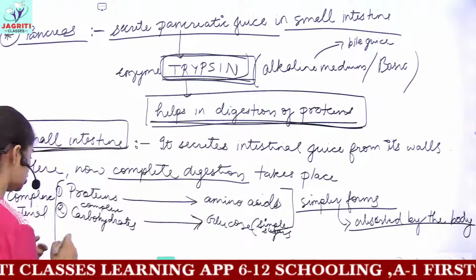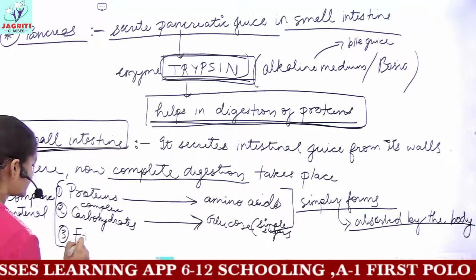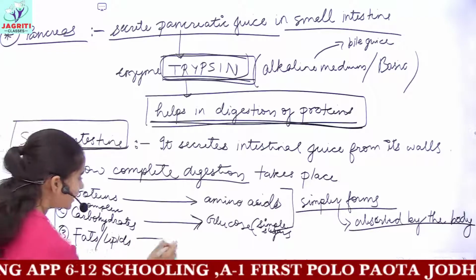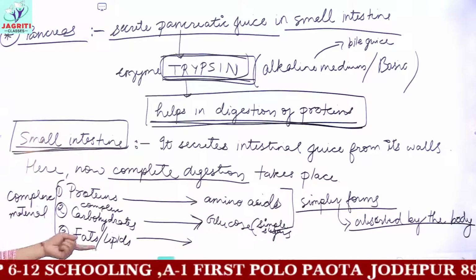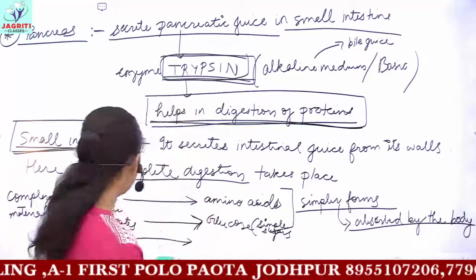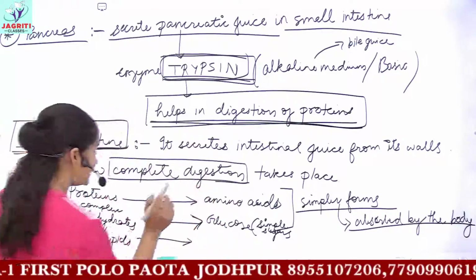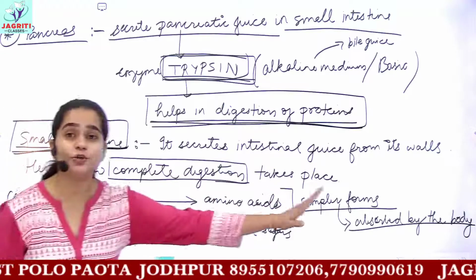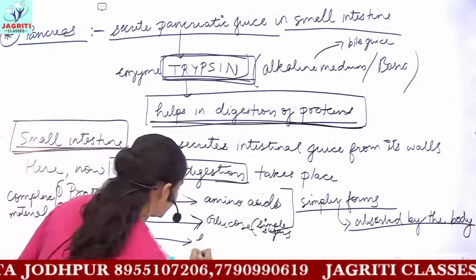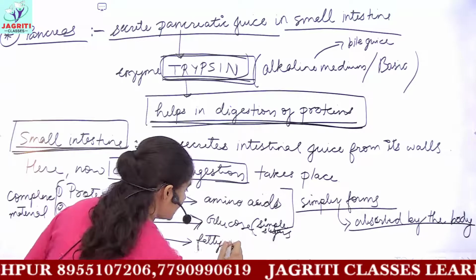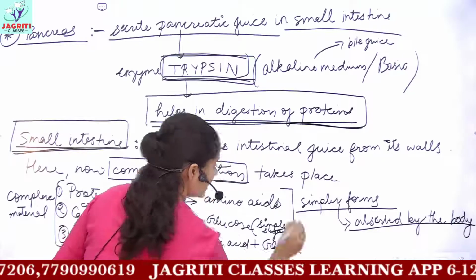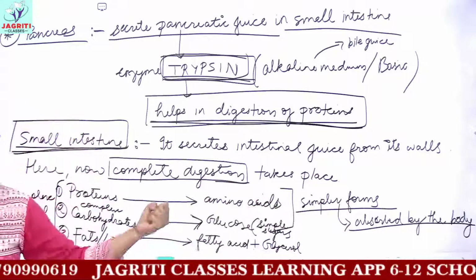And the third digestion which you have is of fats, or you can say lipids. Fats are also known as lipid molecules. So this fat, we have discussed that it undergoes emulsification, but I am talking about the complete digestion. That is conversion of complex molecules into simpler absorbable forms. So these fats are converted to fatty acids and glycerol. And hence these are absorbed by the body.